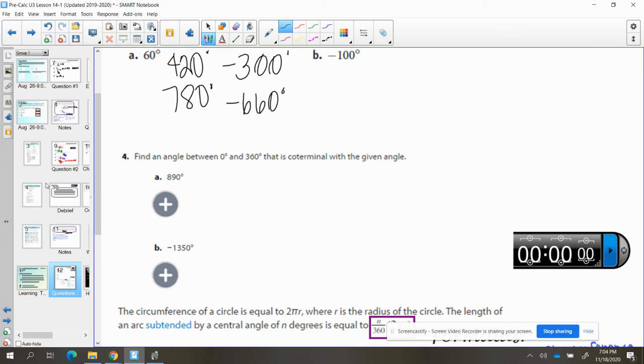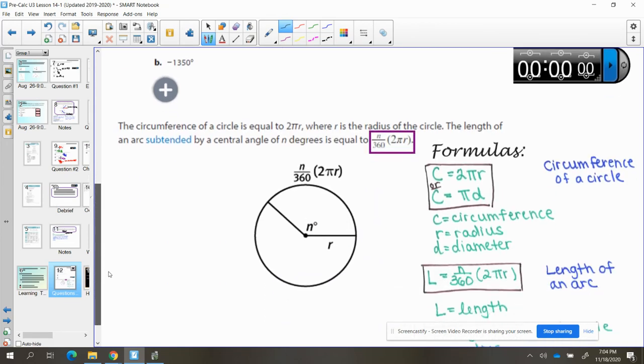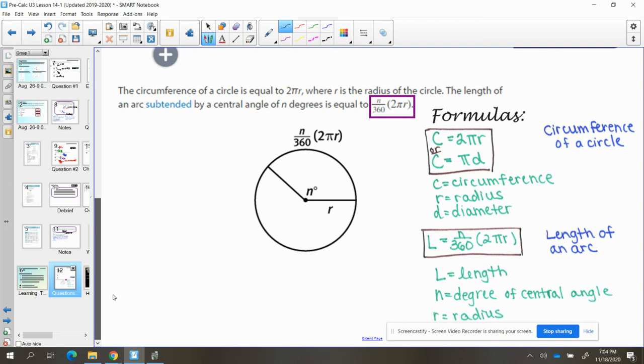Okay. Now, the last big part of this lesson talks about arcs. And arcs are going to be especially important tomorrow when we start talking about radians. But some formulas from back in your geometry day are the circumference of a circle, which is 2 pi r, or pi times the diameter, r is the radius. And then we also have an arc length formula, which is n divided by 360 times the circumference, because you're taking a fraction of your circumference when you're looking for an arc length.